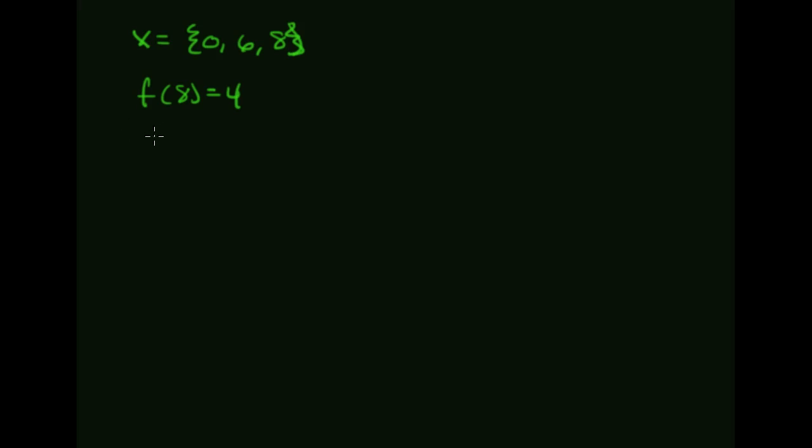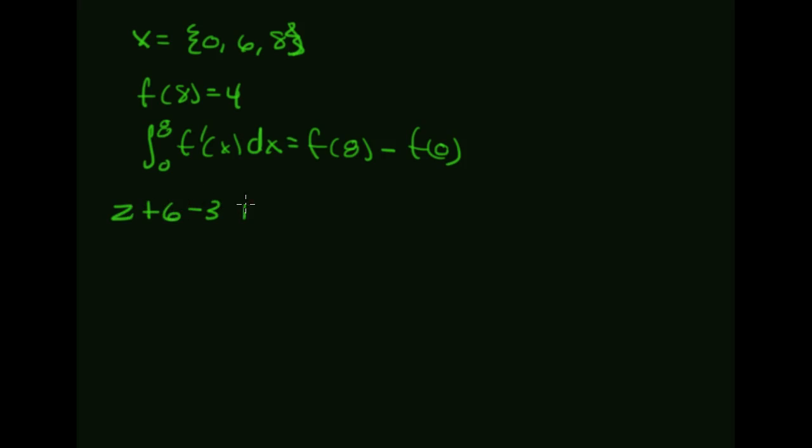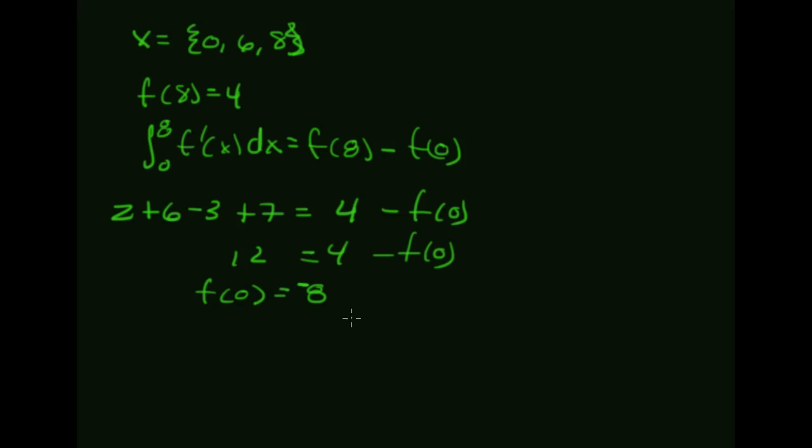We can use the fundamental theorem of calculus to get the ones for 0 and 6 from that. The integral from 0 to 8 of f prime of x dx should be f of 8 minus f of 0. If you add up the areas under the curve from 0 to 8, you're going to get 2 plus 6 minus 3 plus 7. This is 4. So the sum of this is 12. So f of 0 has to be negative 8.